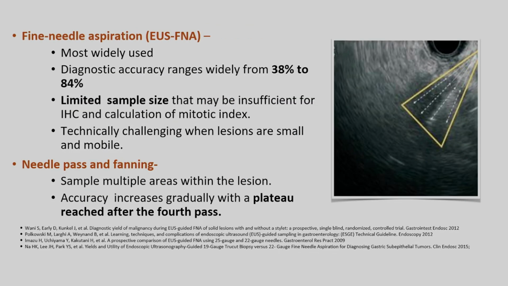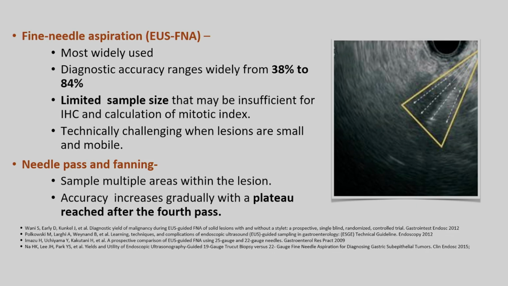EUS-FNA is very traditional, like how you do for any solid lesions. You follow the same principles. FNA used to be the most popular modality, but the diagnostic accuracy is low. It can range from 40 to 80%, because it gives a limited sample, and nowadays we need IHC in these patients. So sometimes it's difficult to determine the mitotic index, and the pathologists want more sample.